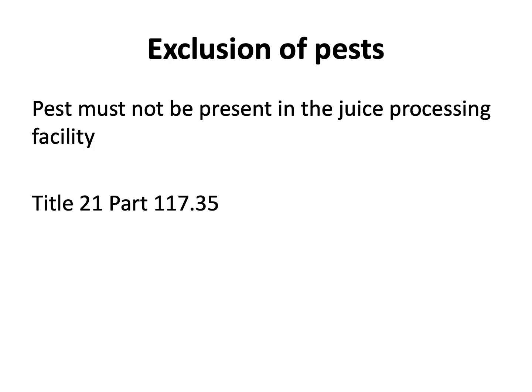Last but not least, number 8, exclusion of pests. Pests must not be present in the juice processing facility. Covered in Title 21, Part 117.35.